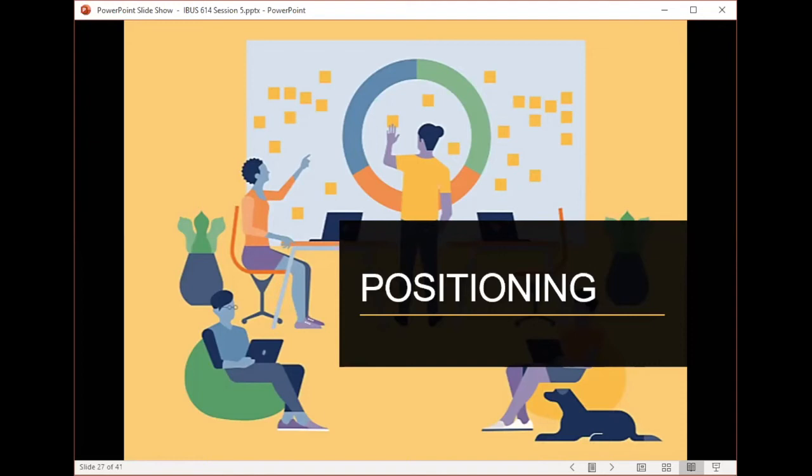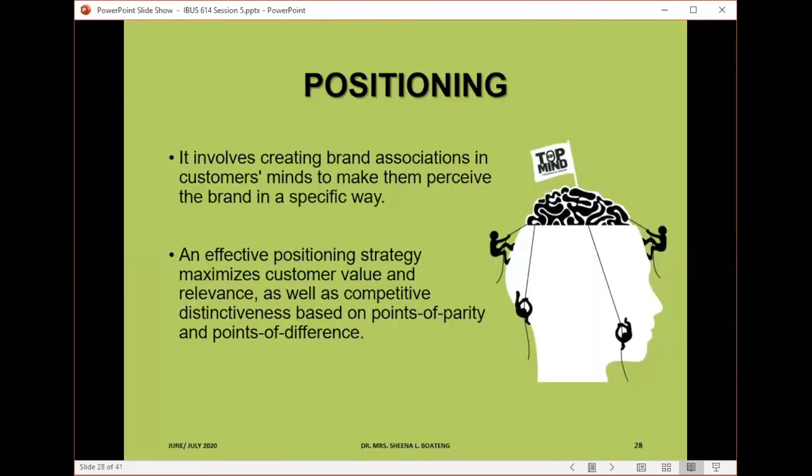So once we are able to segment the market and then we are able to target, the targeting will help us to be able to determine which markets we can effectively segment and enter into based on our capabilities and the level of competition that exists therein. We now move to position our brands or our organization. Now, positioning involves creating brand associations in the customer's minds to make them perceive your brand in a specific way.